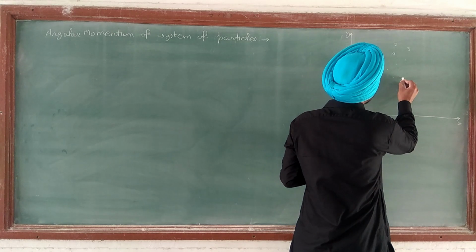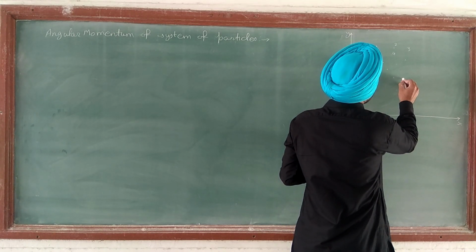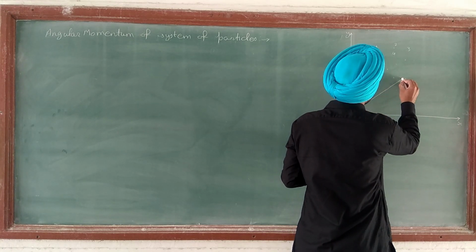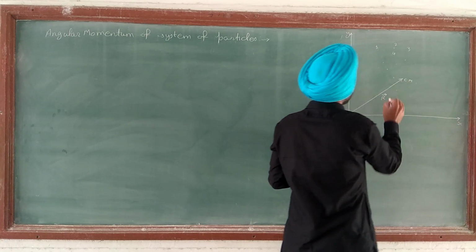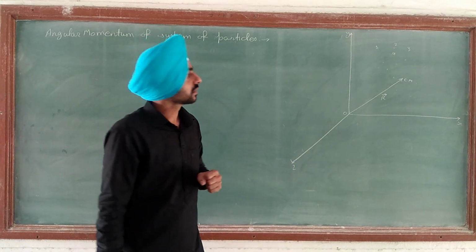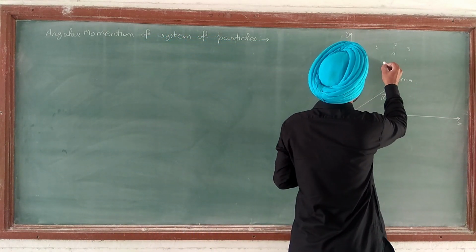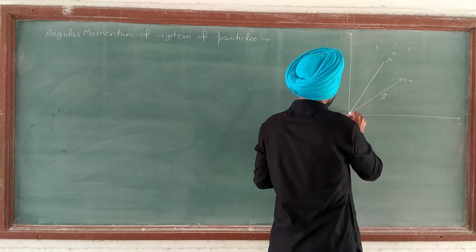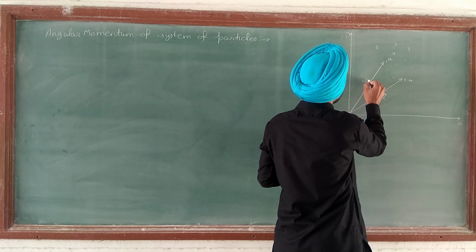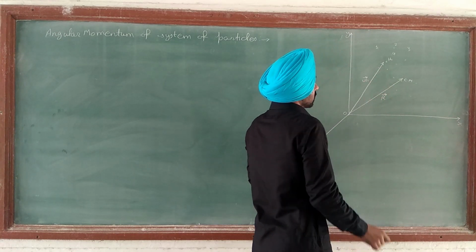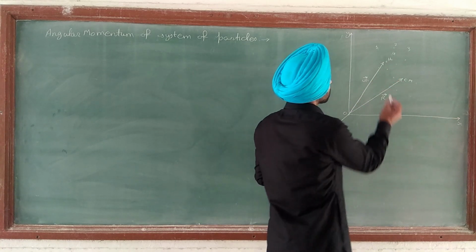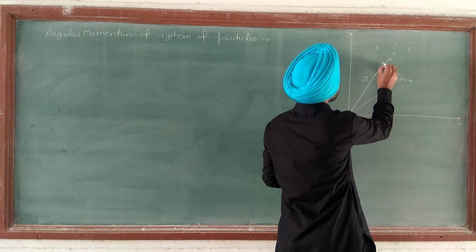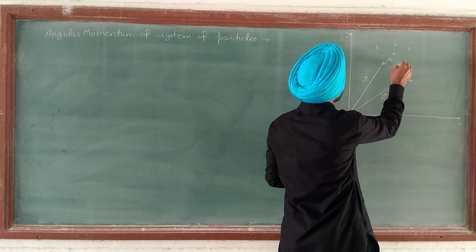Suppose at this point the center of mass of the system lies. So its position vector with respect to origin is, as always, denoted by capital R. Suppose we are interested in the ith particle, whose position vector with respect to origin is Ri. And the position vector of the ith particle with respect to center of mass is Ri prime.